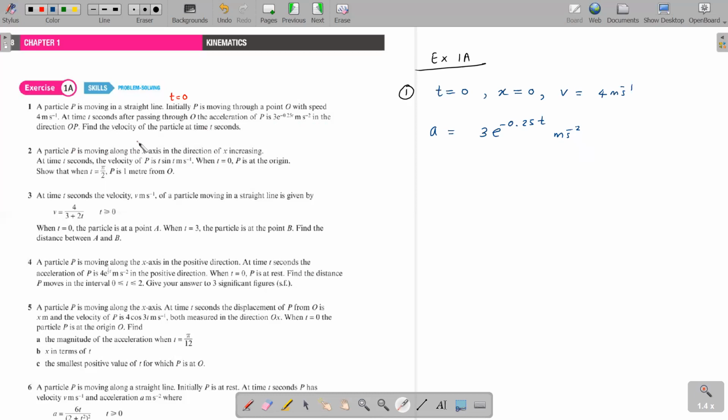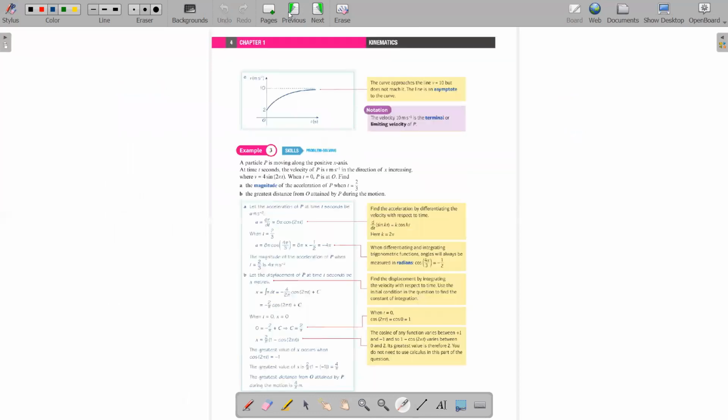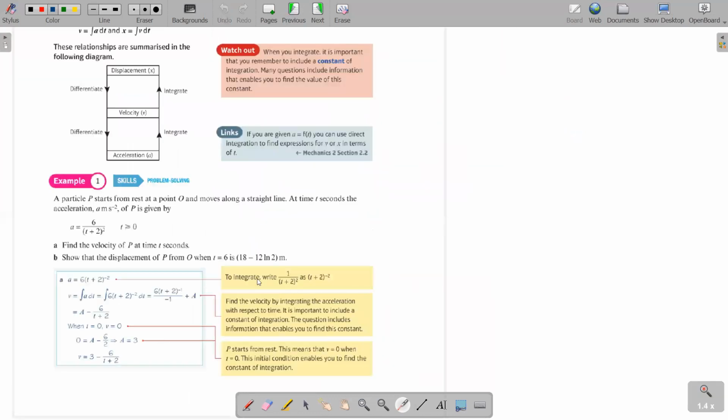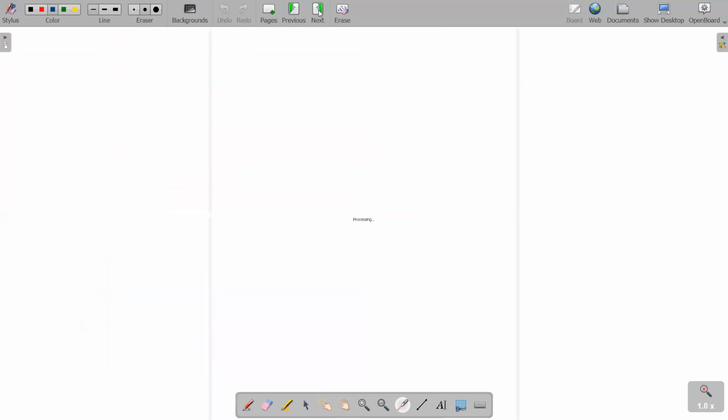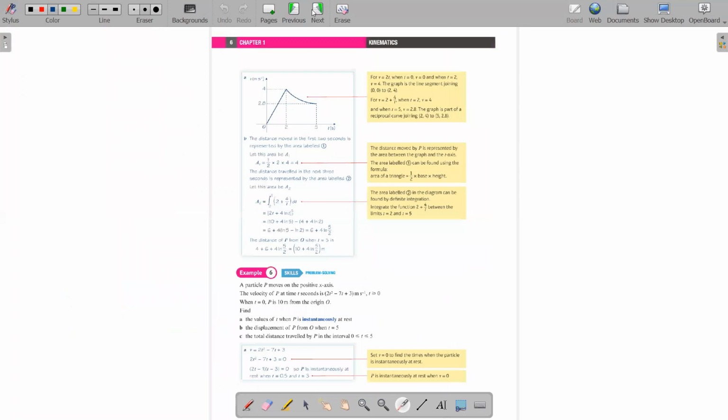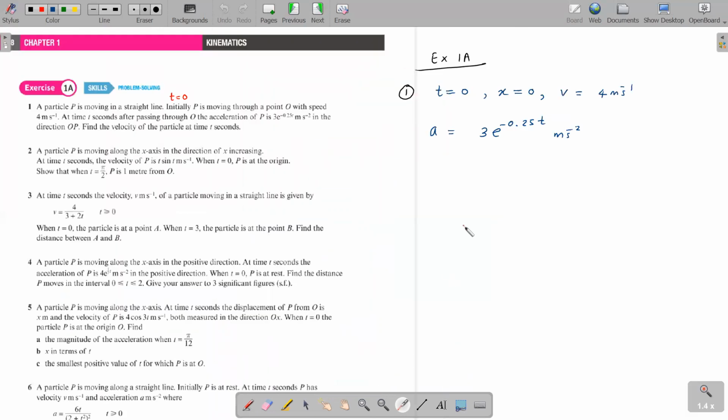So they're asking you to find the velocity of the particle at time t seconds. Acceleration to velocity. You don't even need to refer to the chart. But acceleration to velocity means, are we differentiating or are we integrating? Acceleration to velocity, we integrate. So all I have to do here is integrate this function. Do you agree with me? Okay, so let's integrate the acceleration to get the velocity.